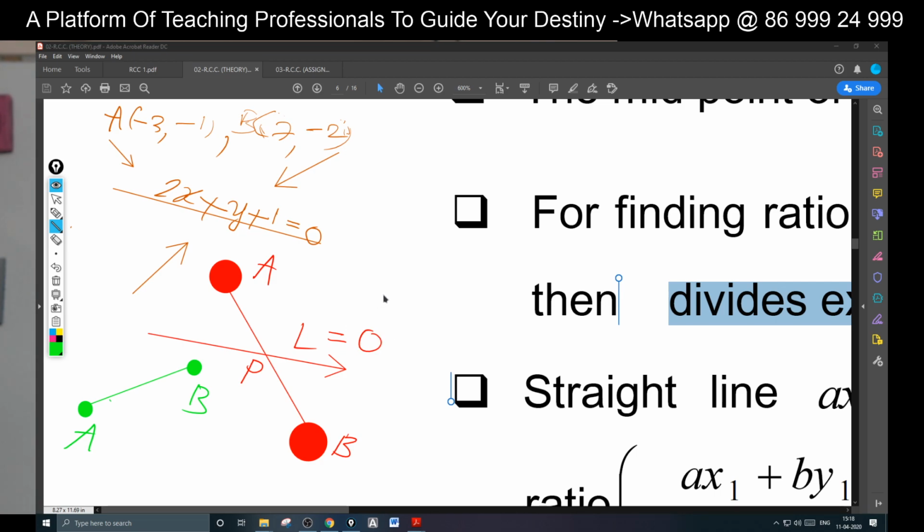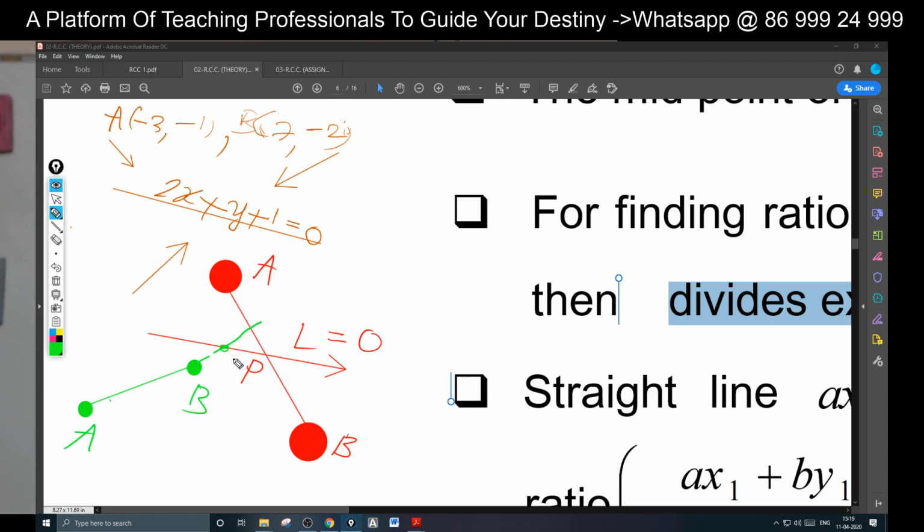No one replied this. Yes, Arun, you are saying yes, sir. Yes, sir means what? You mean to say whether AB divides L equal to 0 internally or externally? It is not dividing it directly, and hence it divides it externally, please. This is what you have to understand. So this is the external point now.